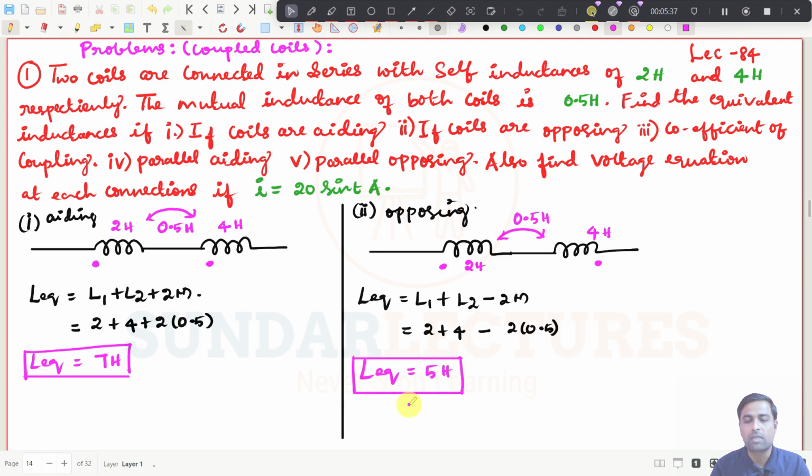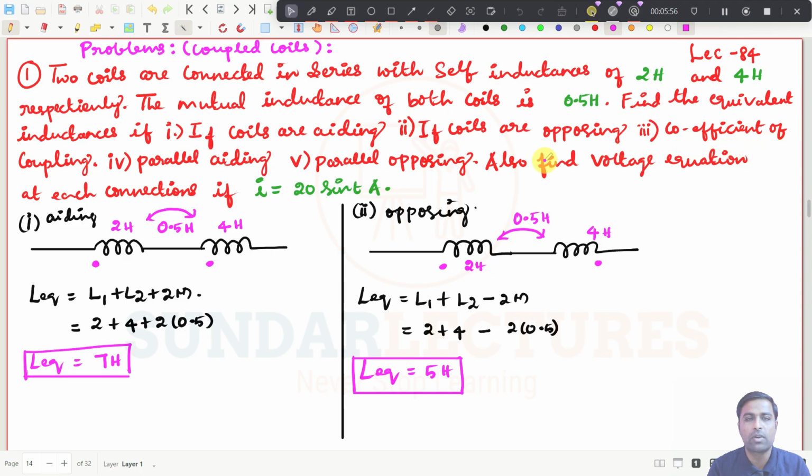See, try to understand one thing. If the coils are aiding, series aiding, the value of equivalent inductance becomes higher compared to the opposing. That is the point you have to understand. Anyhow, I am not taking too much time to explain these kinds of things, right? Then what is the next one?